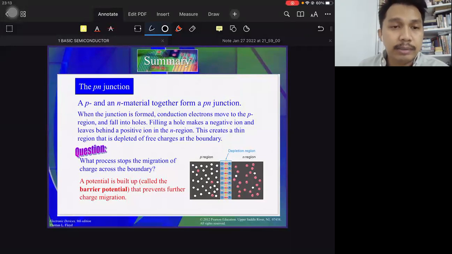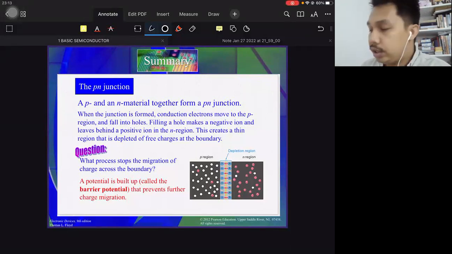The N region has many free electrons from the impurity atoms and only a few thermally generated holes. The free electrons in the N region are randomly drifting in all directions. At the instant of the PN junction formation, the free electrons near the junction in the N region begin to diffuse across the junction into the P region, where they combine with holes near the junction.